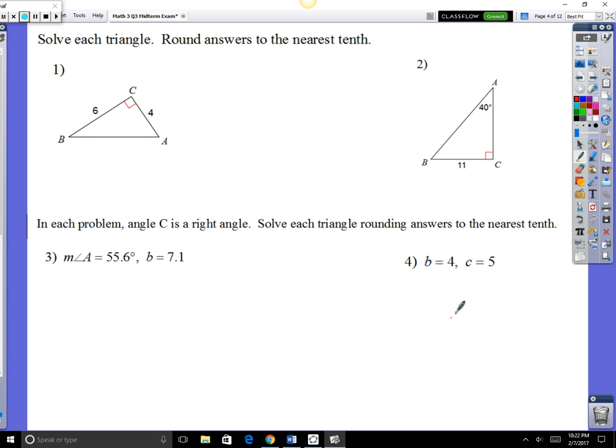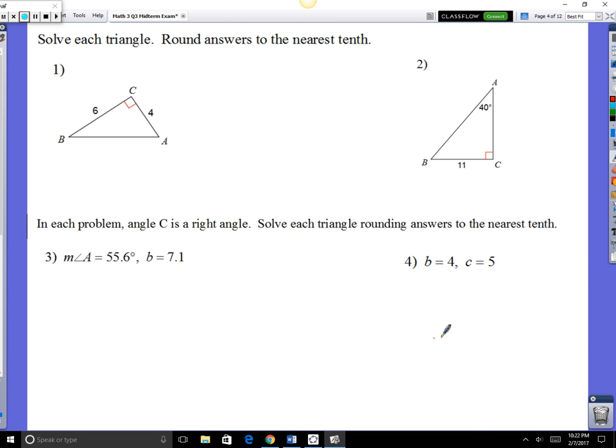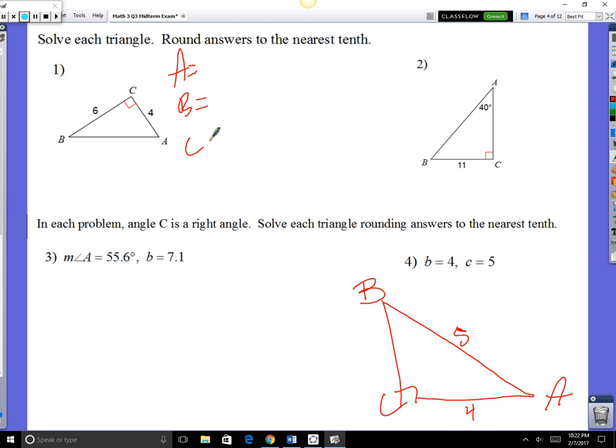Number 4, these are the specs they give you. So if you draw your triangle, gotta make C the 90. This time we'll put A there, B there, doesn't matter. Side B is 4 and side C is 5. Okay, so here's what we've got. A, B, C, A, B, C. We've got C is 90 degrees. We've got side C is a 5, that's hypotenuse, and side B is 4.